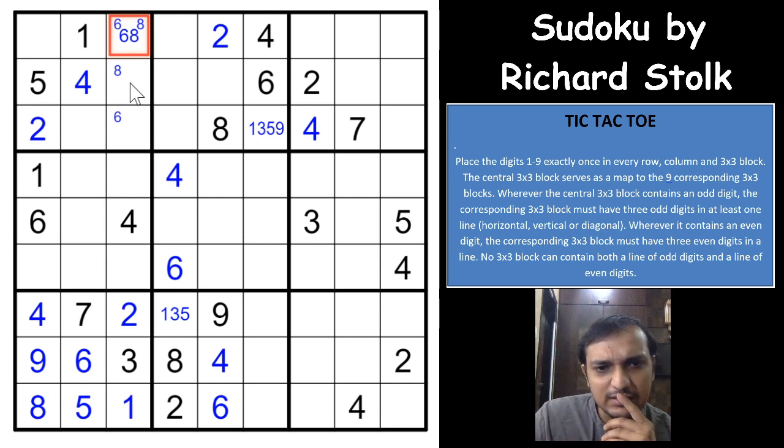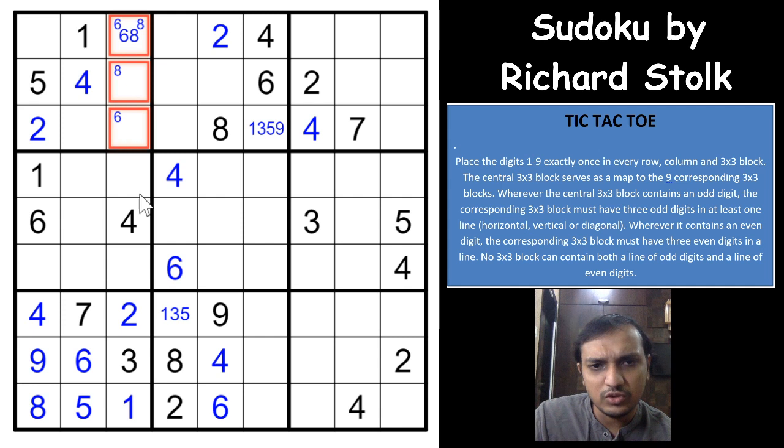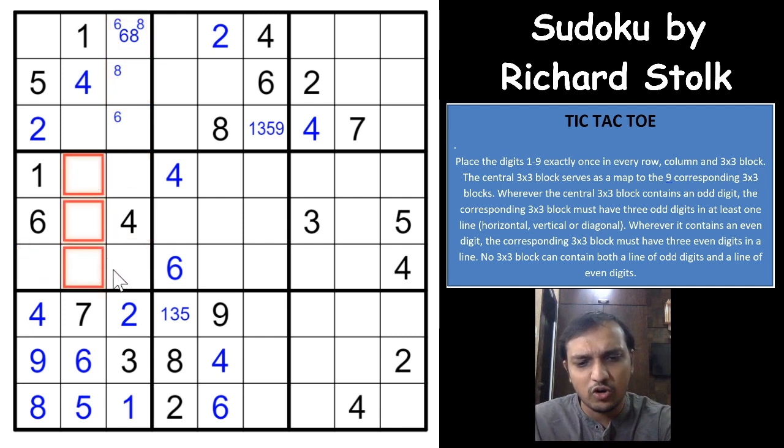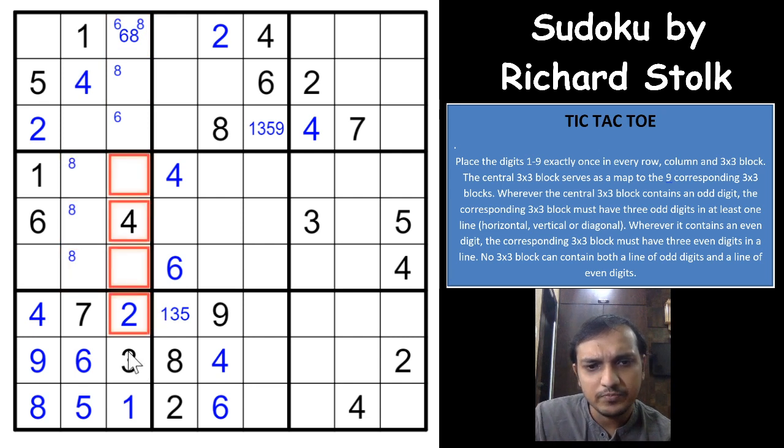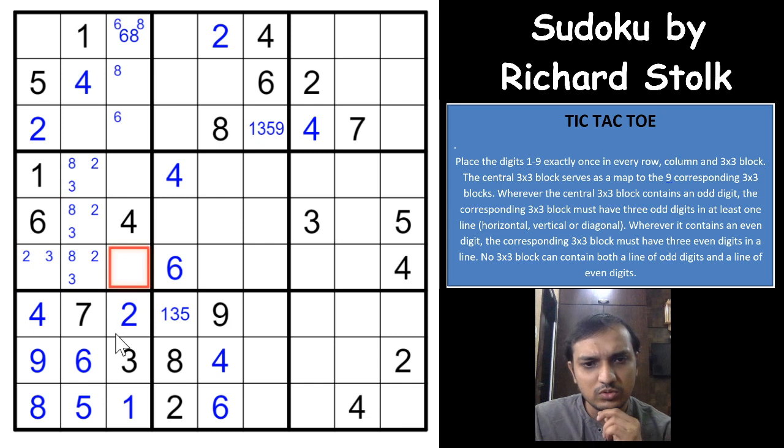Let us see if we get anything else. So you have an 8 here, right? So 8 cannot be here, 8 cannot be here, so 8 would have to be in one of these 3 cells. Again, a corner pencil mark of 8. And both 2 and 3 cannot be here. Nice. So 2 and 3 also would have to be here in these 3 cells, right? That's nice.